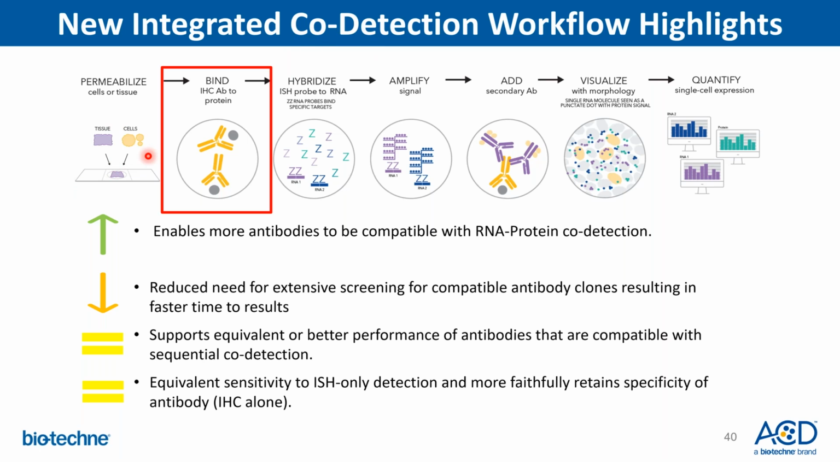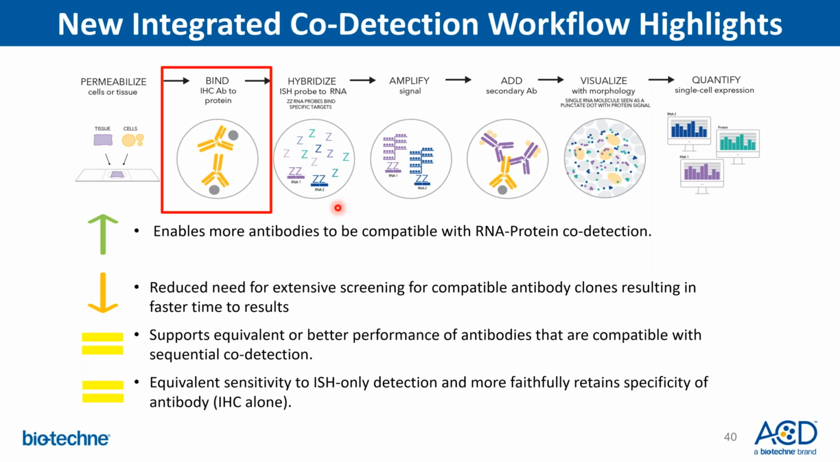As you can see here, the process starts with permeabilization, where you would do only the antigen retrieval step. This will then be followed by binding of your primary antibody to the protein target of your interest. You would then go on to do the hydrogen peroxide and the protease step, followed by the probe hybridization, amplification, and detection of the RNAscope signal. Then you will have the secondary antibody detection, and you would visualize the RNA-protein detection simultaneously.